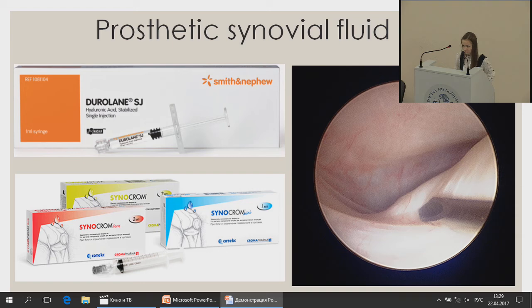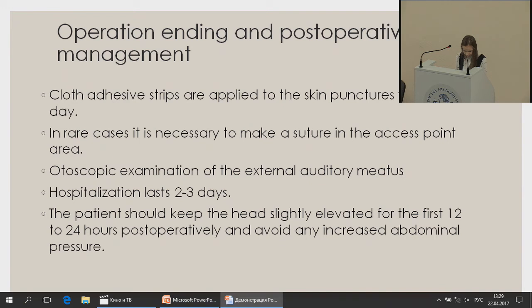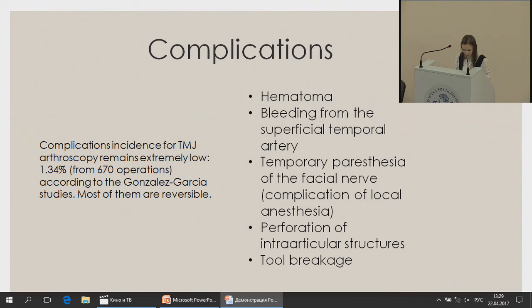They are all hyaluronic acid concentrate. At the end of the operation, it's rarely necessary to make a suture. The strips are applied to the skin, and hospitalization lasts on average 2 or 3 days. Complications can be hematoma, bleeding from the superficial temporal artery, temporary paresthesia of the facial nerve, perforation of intra-articular structures, and tool breakage.